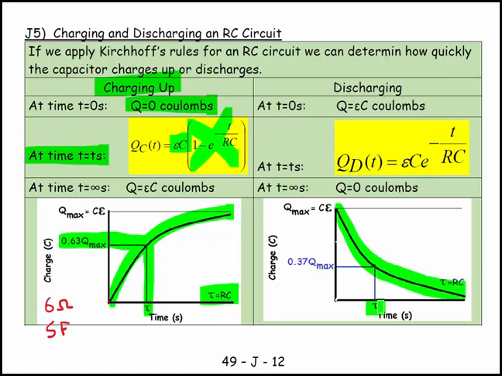Again, this time constant is very important, and it's the time required to get 63% discharged, which is 37% charged. And so we have this similar equation. It's the maximum value multiplied by this factor. So when you're discharging at time t equals 0, you're still fully charged, and then you have a decreasing charge until you get to infinite time and you have no charge left on your capacitor.